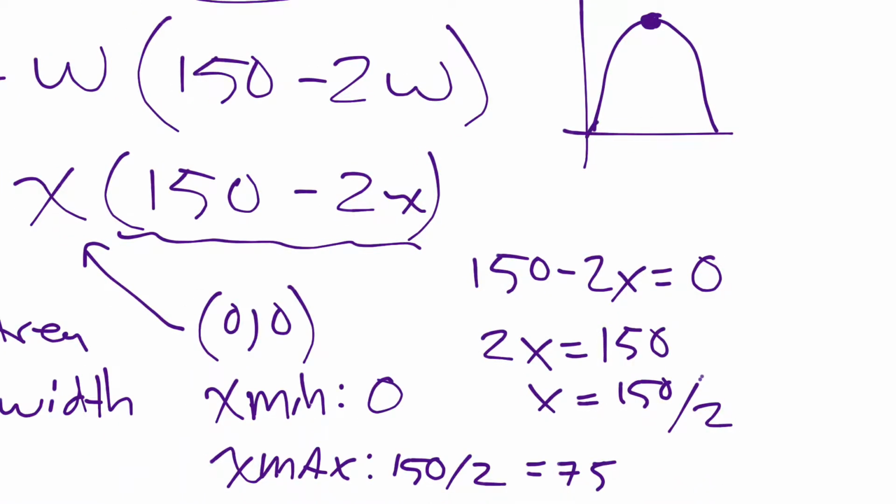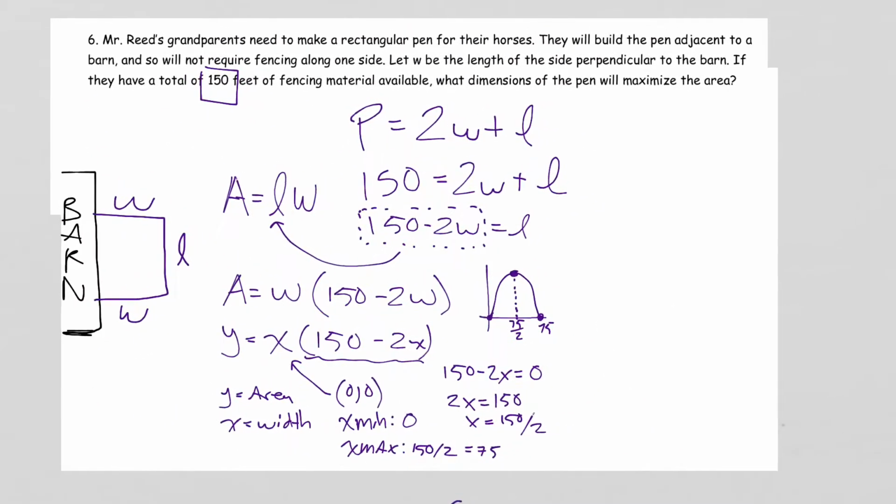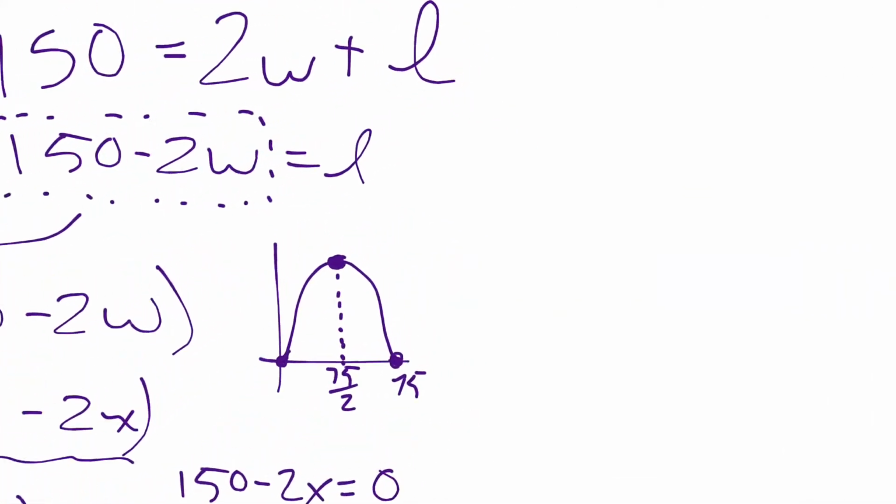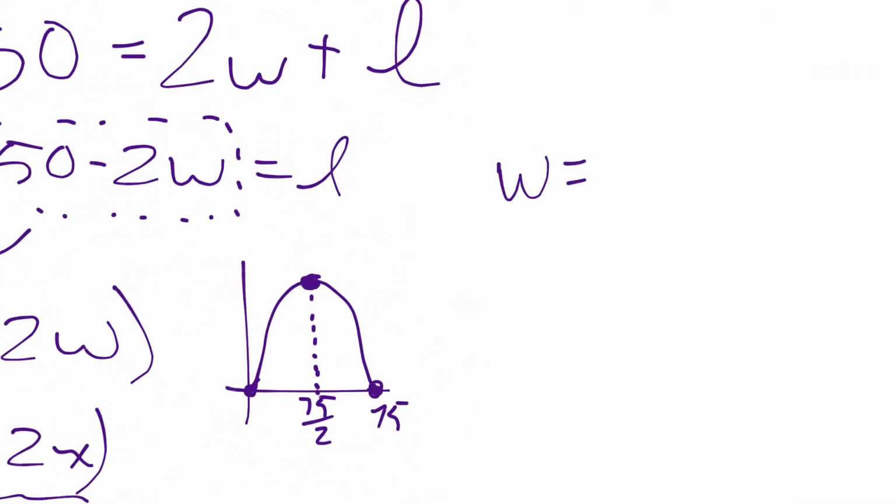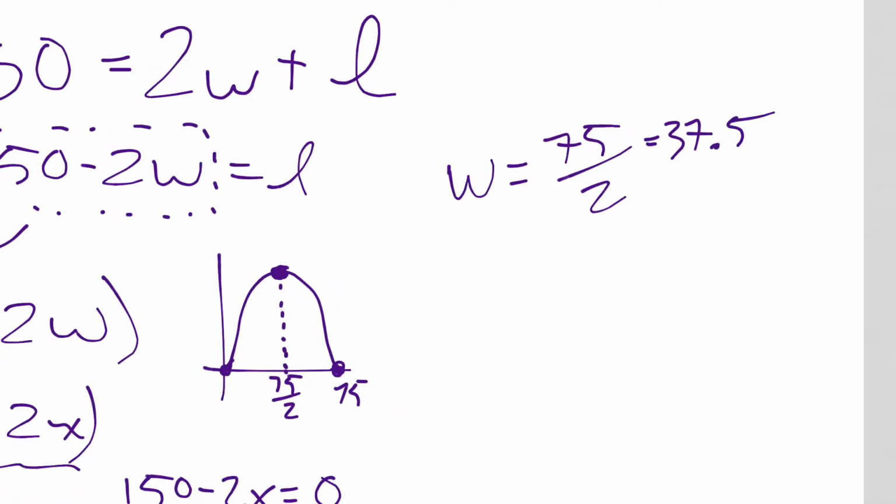Keep in mind what we know. We know that has an x-intercept right there, and we found our other x-intercept right there at 75. And we know enough about quadratics to know that that maximum value right there will happen directly between those two x-intercepts. So at 75 over 2, that's going to be the value of x, aka the value of W, that maximizes this. And the question says, what dimensions of the pen will maximize the area? Well, W will have to equal 75 over 2, which should be 37.5, assuming I can do math, which is a big assumption.